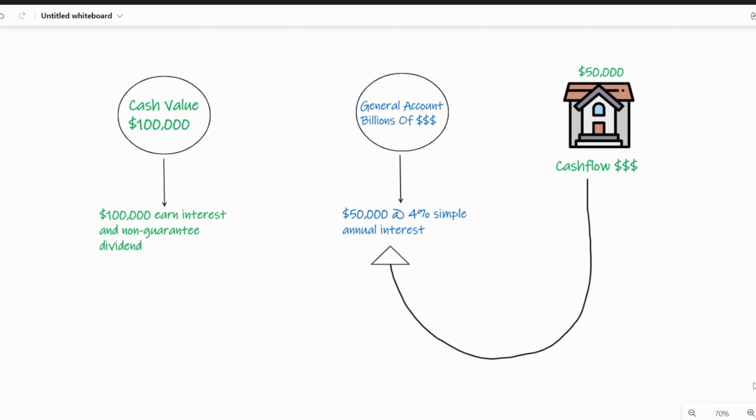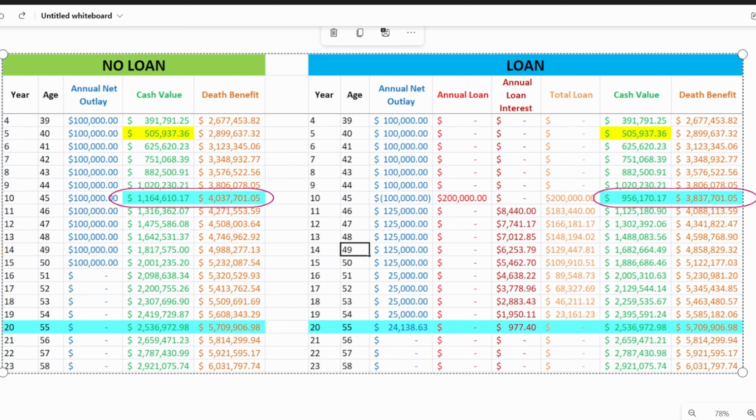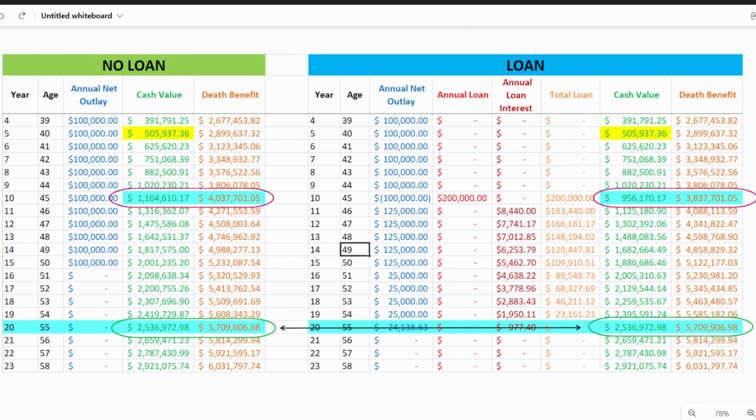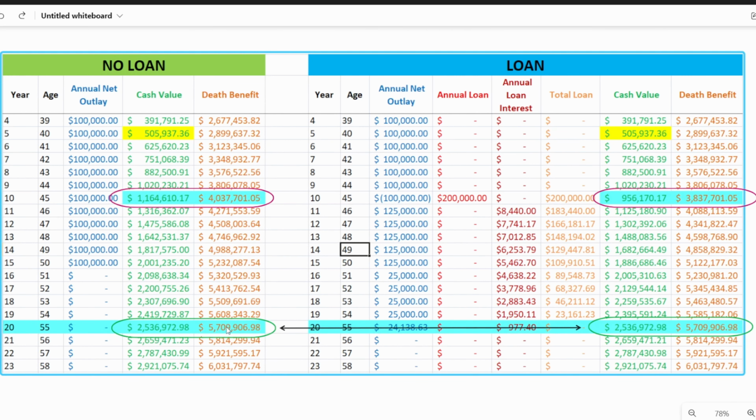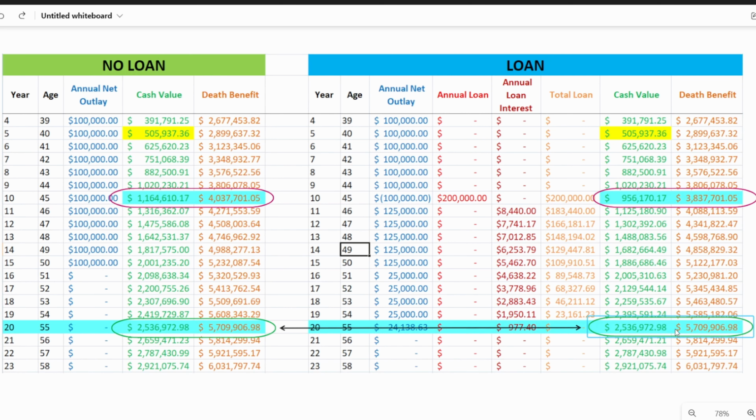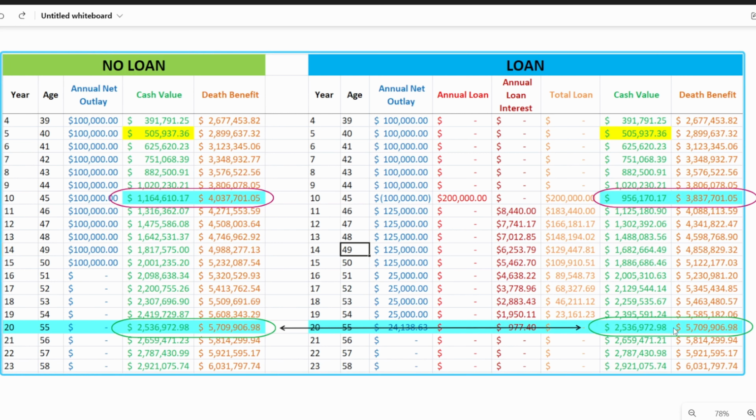Let me show you an example. The one on the left is no loan and the one on the right is with a loan. These are the exact same policy. Notice on year 10, focus on the cash value and the death benefit. He takes a loan against himself for $200,000. You'll see that the cash value and the death benefit drop. Like I mentioned earlier, it is collateralized. When he finished paying the loan, what do you notice on the cash value and the death benefit? It's exactly the same as if he never touched it because you kept earning interest and non-guaranteed dividend even if you had a loan out.